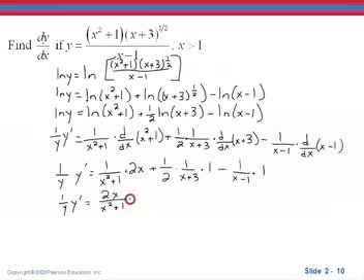This gives us 1 over y times y prime equals 2x over x squared plus 1 plus, I'm going to go ahead and multiply the denominators out here, 2 times x is 2x and 2 times 3 is 6, minus 1 over x minus 1. Now in order to solve for y prime, that's what we want to know. What is dy dx, or what is y prime?